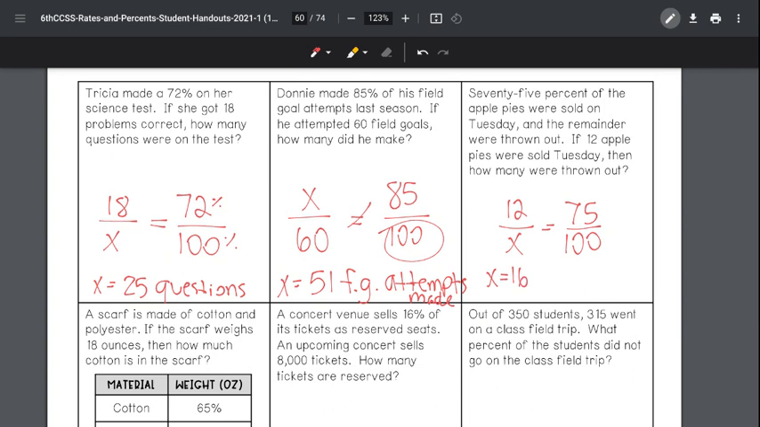That's not our final answer. 16 tells us how many pies we started with, and we sold 12 of them. So how many were left that went in the trash? You take 16 minus 12, and we figure out our final answer is 4 pies got thrown out.